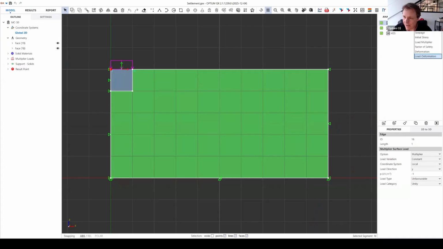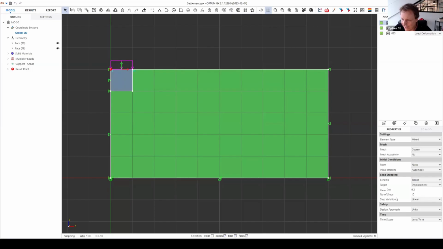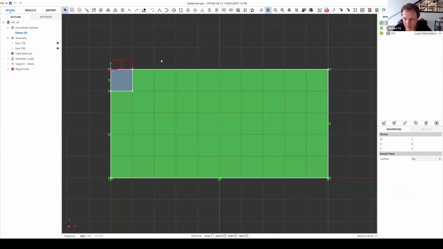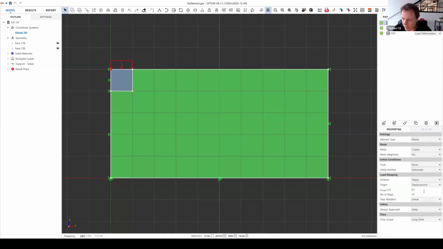And the load deformation analysis is an analysis where you basically increment this multiplier load in a certain way. There are different strategies for doing it. The default one is where you have a target displacement, and that displacement is the displacement at this result point here. So you go to 0.2 meters. Here, this is 2 meters wide. So it's 10% of the width.